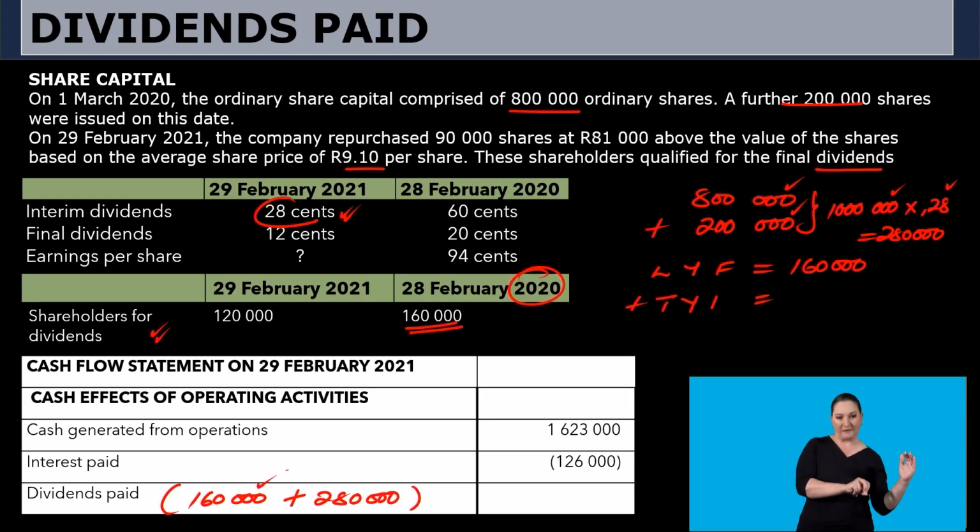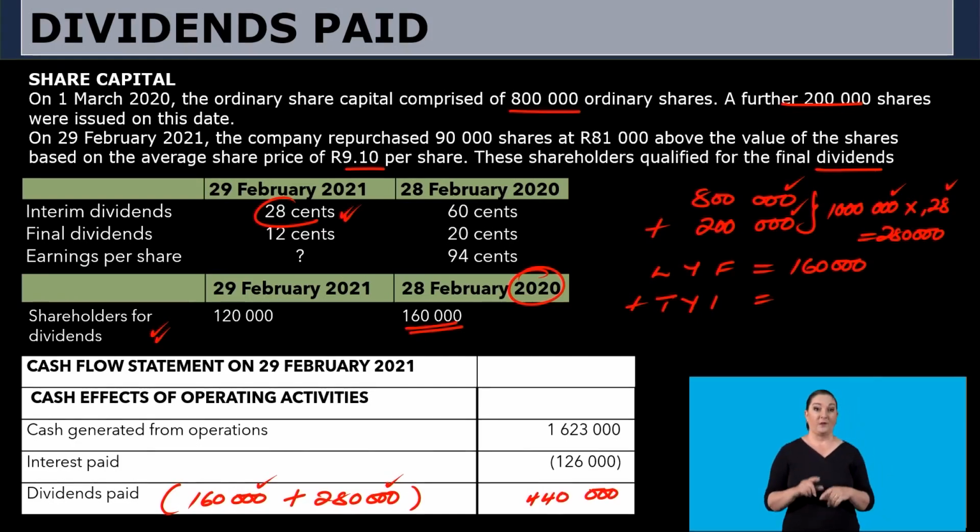So I'll take that 280,000 and say plus 280,000 over here. I'll now say 160 plus 280. How much is the final amount? Say it again, 440,000. Now, here's the key aspect. It is dividends paid. That means it is a cash outflow. Brackets. Remember your format. Once an amount is paid, it's a cash outflow.